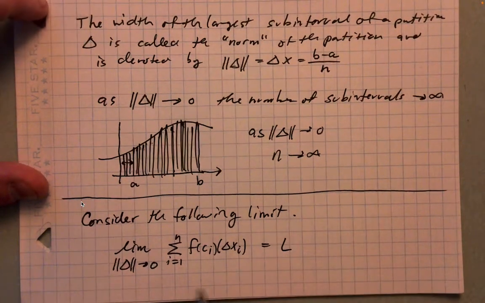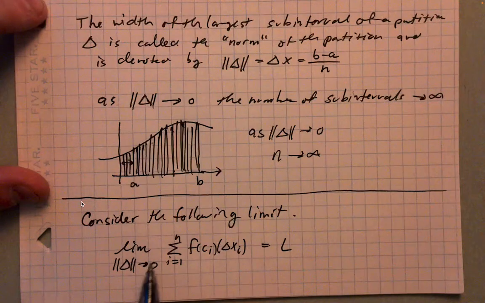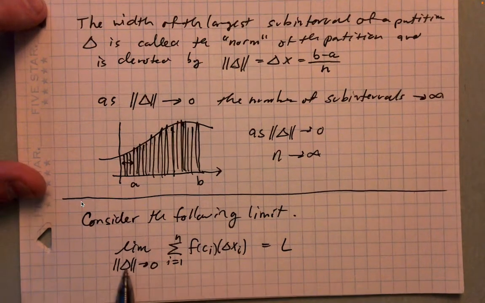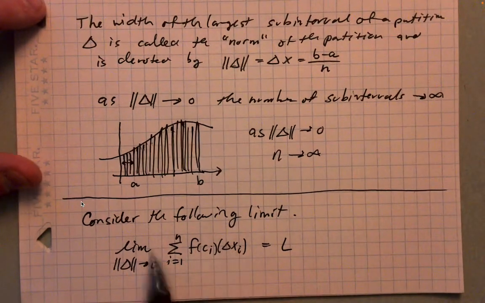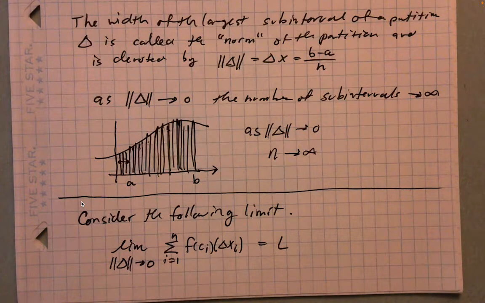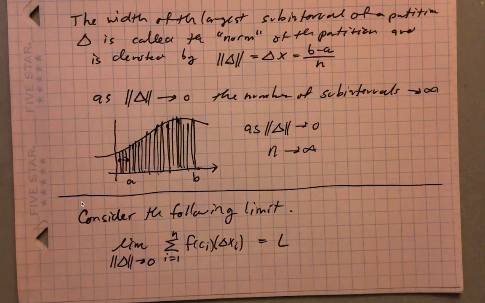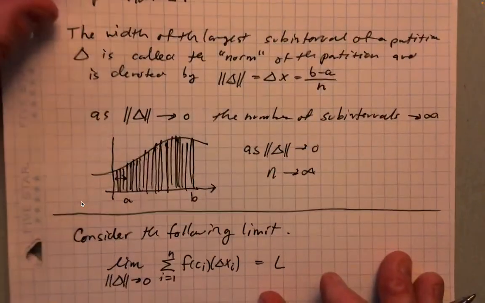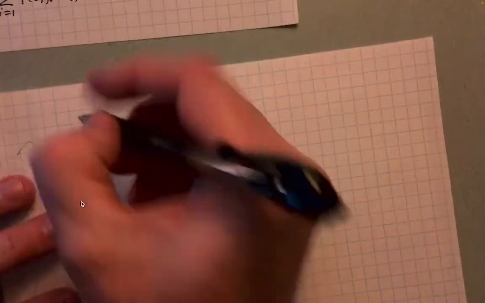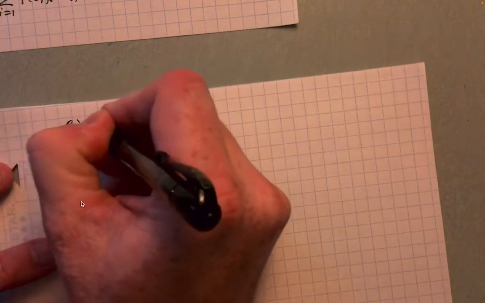Equals L, right? So this is the Riemann sum, and what we're doing is letting the norm of the partition go to 0 and then considering the Riemann sum. And if we say that this is equal to L, what does that mean? Okay, let's copy this over to the next page.